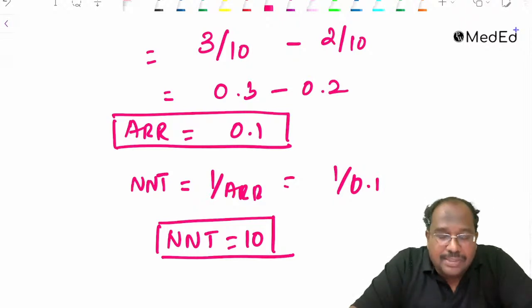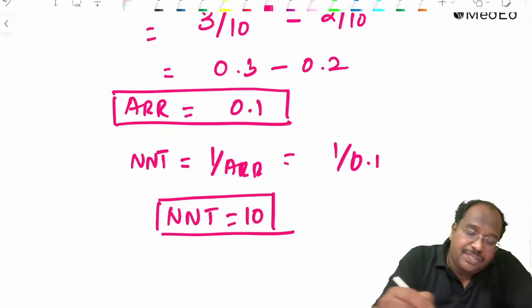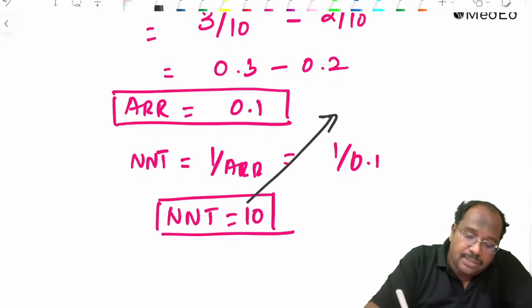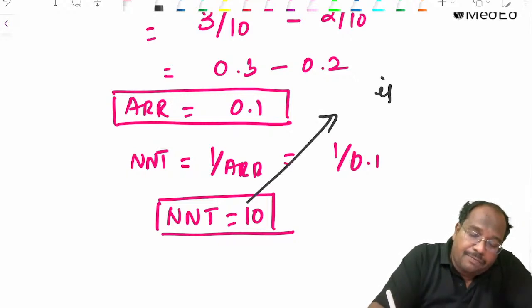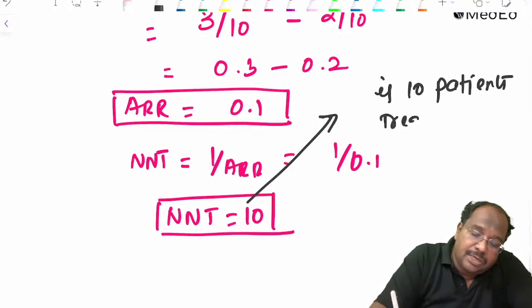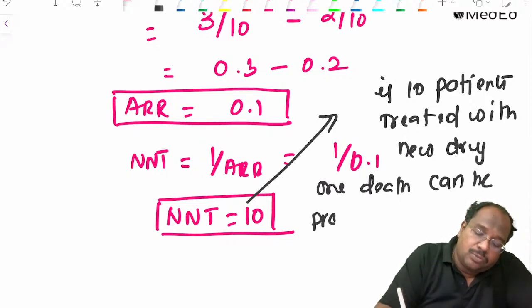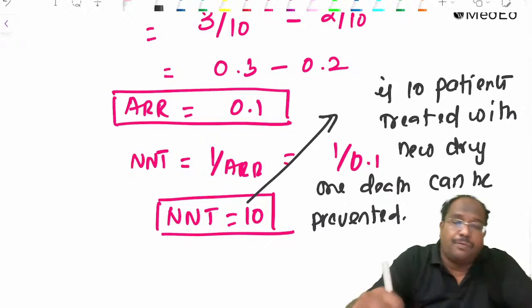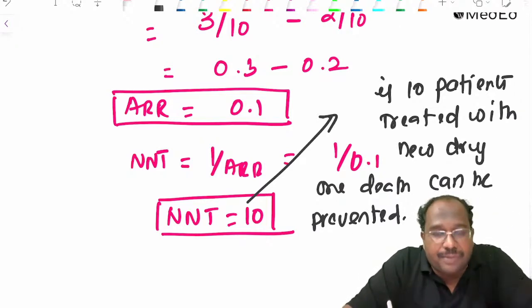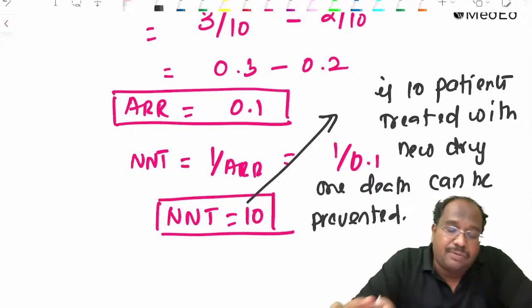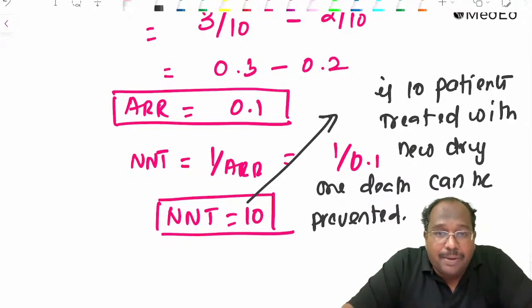What does it mean? If you treat 10 patients with the new drug, one death can be prevented. This is what NNT is. If you treat 10 patients with the new drug, we can prevent one death. This we call the number needed to treat.